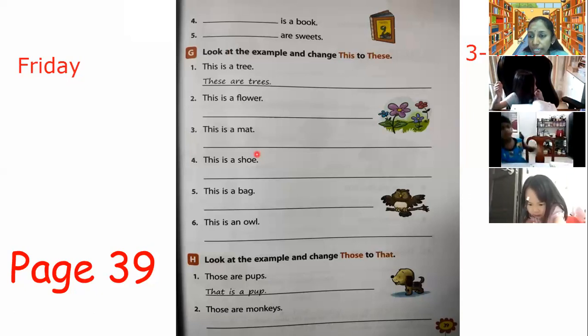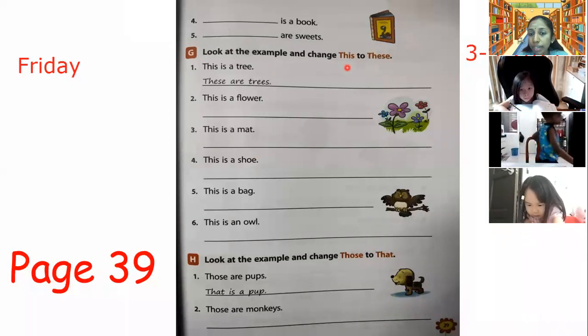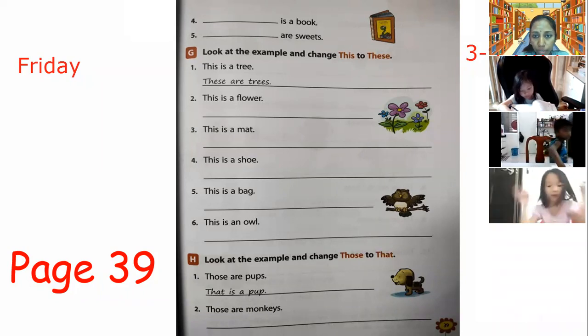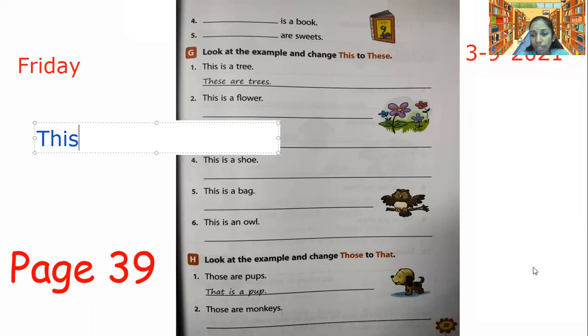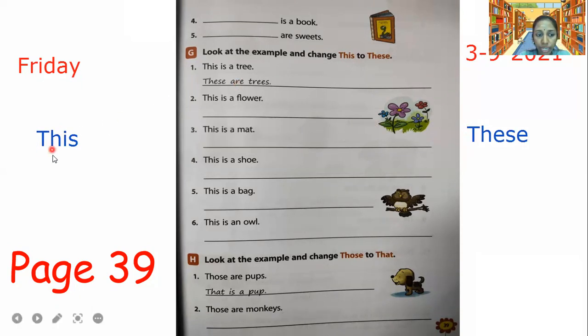So this activity is about these and also this. Remember, they are the same pronunciation, but they have different meanings. For example, I will write down here for you so that you will have a better understanding, children. So the word T-H-I-S, I've written on my left, and the word T-H-E-S-E. So we have these 2 words. And remember, T-H-I-S, this we use for singular.